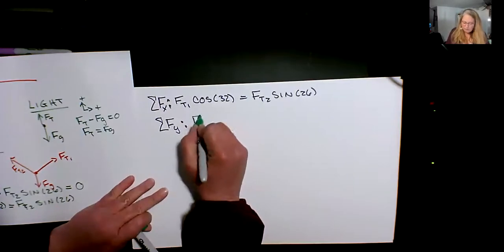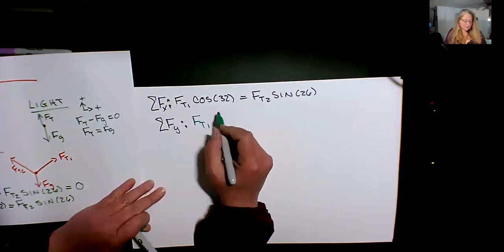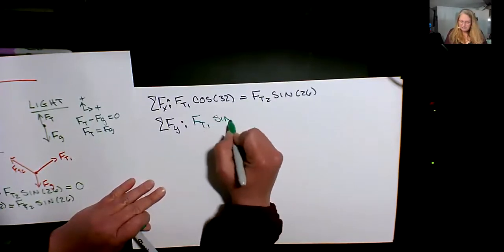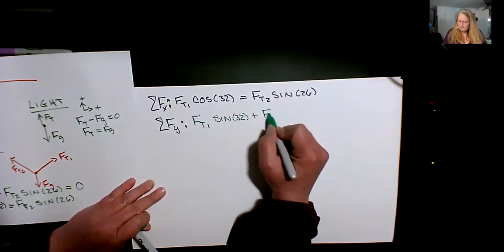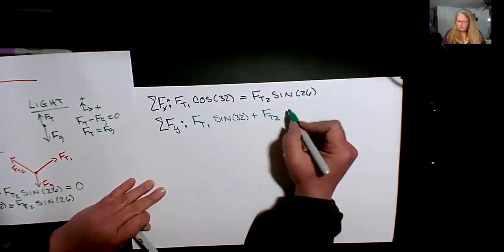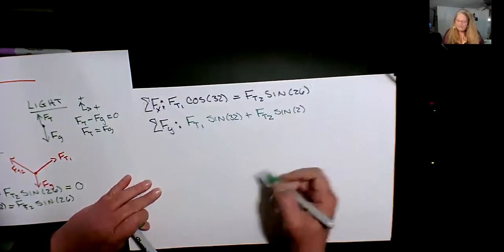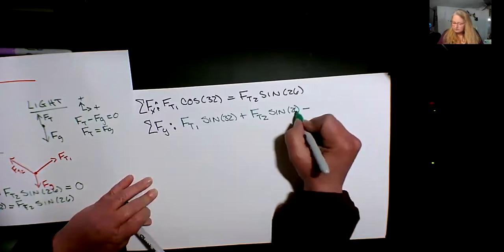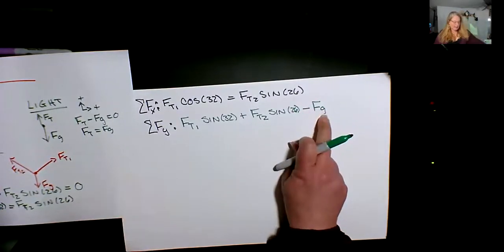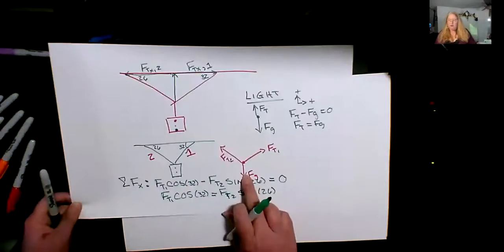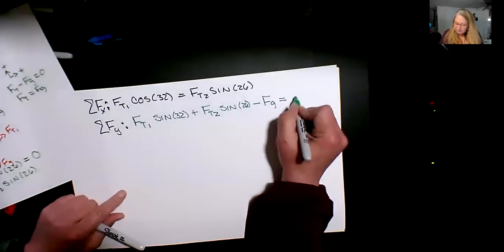So I'll have force of tension 1 times opposite is sine of 32 plus force of tension 2 times sine of 26 minus, sorry about that, minus the force of gravity. So this is the light hanging by itself. Remember, it's all on the y. And again, this thing isn't moving, so that is 0.